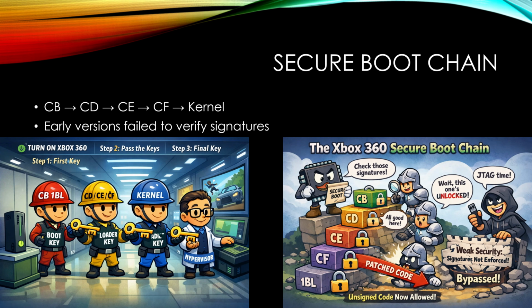For the boot chain, the Xbox turns on step by step, like passing a key down a hallway. The secure boot chain consists of CB, CD, CE, and CF stages. Failure to enforce RSA signature checks at these stages enabled JTAG.